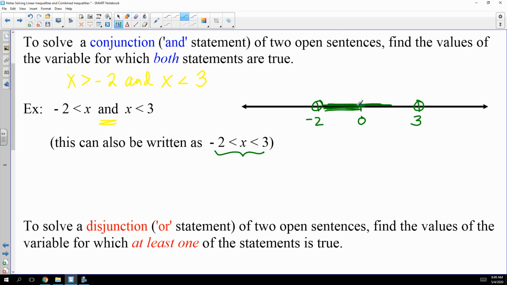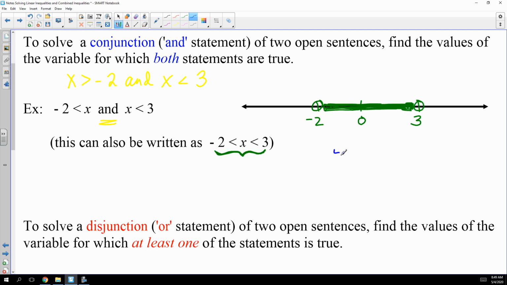So values that are greater than -2 and at the same time less than 3 are the values between -2 and 3, which is why I really like this form, this combination where the variable looks like it's between the two values. So let's see if we can make up another one.